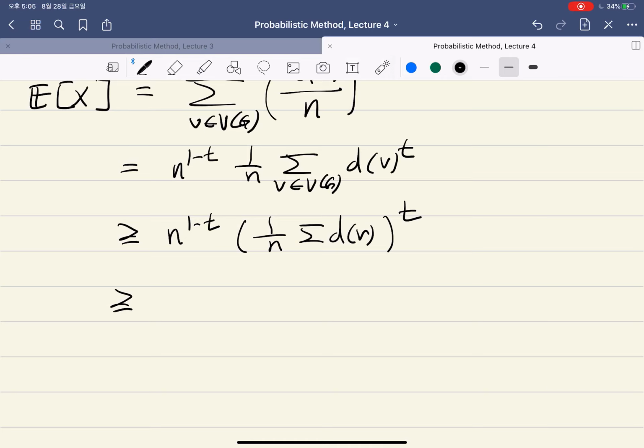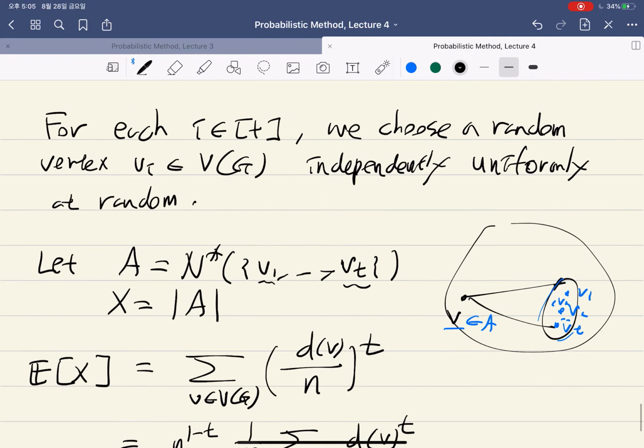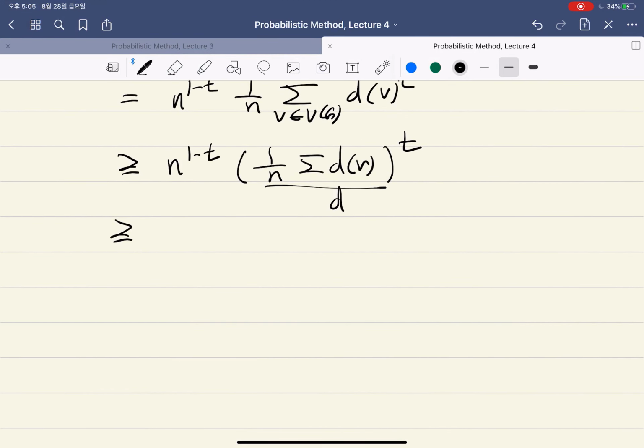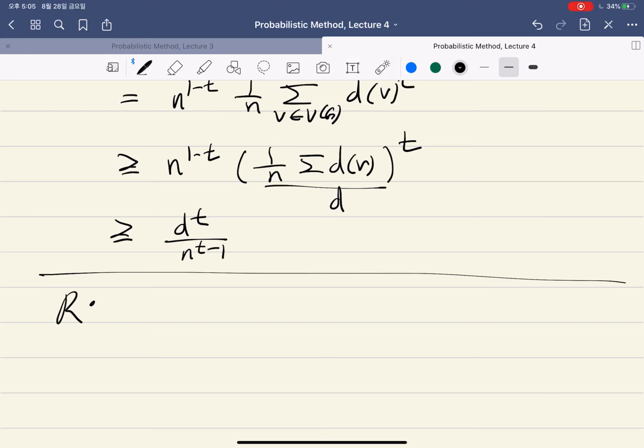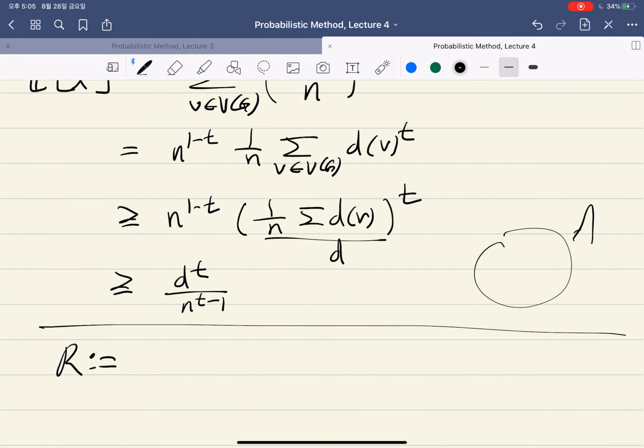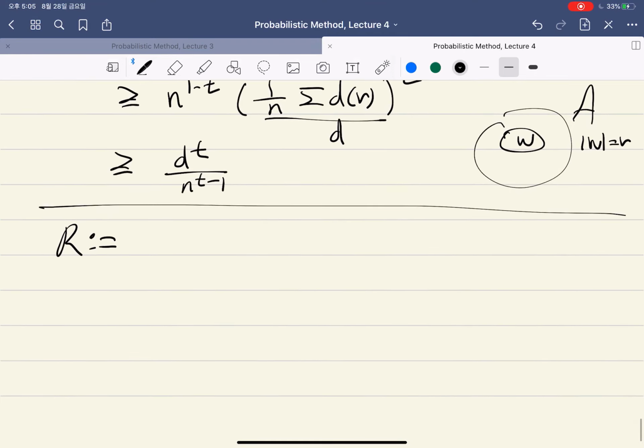And what do we get? This is at least d, the average degree, so this is d to the t over n to the t minus 1. Now we have this one. And now we see how good this set A is, whether it contains some W of size R with a small common neighborhood.